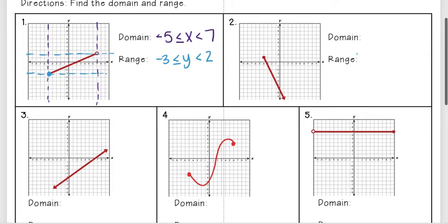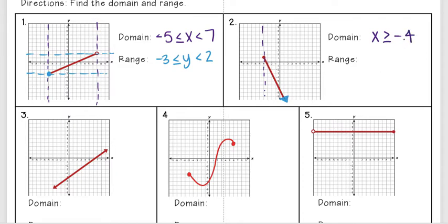Okay, now let's look at this next one. This one's a little bit different, and what makes it different is that there's now an arrow at the end of this one. So the arrow means it is continuing forever down that direction. And so, again, looking to see for domain, the farthest left it goes is at -4. However, the farthest right it goes, I don't know, because it continues forever in that direction. So x is just always going to be greater than or equal to -4.